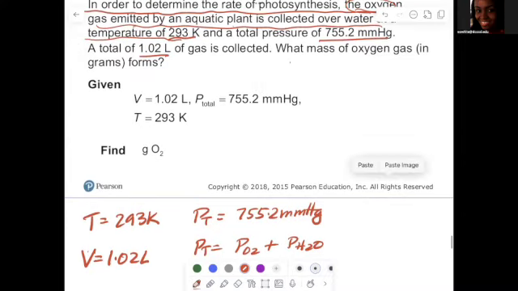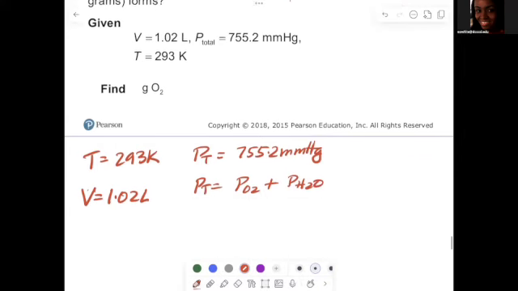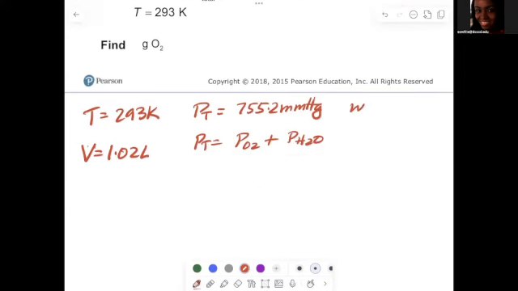What mass of oxygen gas in grams forms? Okay, so what is wanted here? I know I wrote all over the place. It is grams of oxygen. Of course we're going to need R. R equals 0.0821 liters times atmospheres over mole times K.